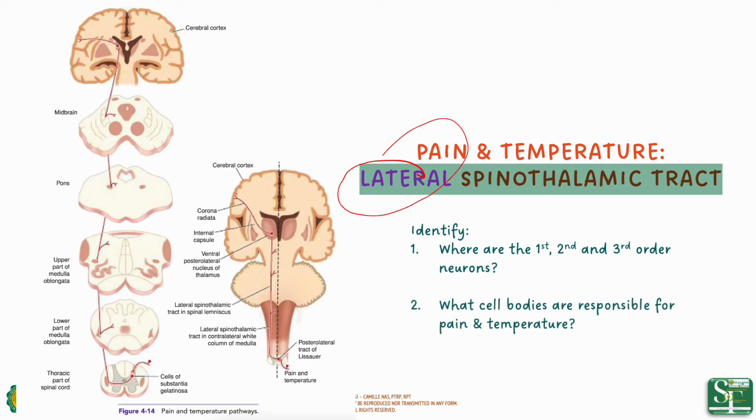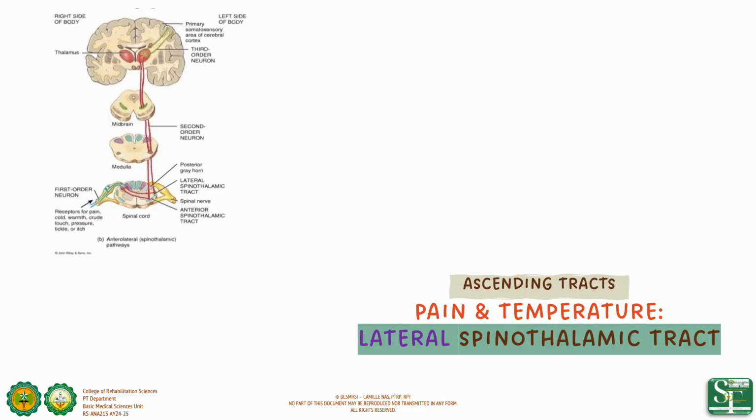What cell bodies are responsible for pain and temperature? That's your lamina 2 or the substantia gelatinosa. Which column are they located? Okay, yung column ng lamina 2 is at the posterior horn or the posterior column or the posterior gray column. Okay. Ayan. So, this one is the lateral spinothalamic tract.